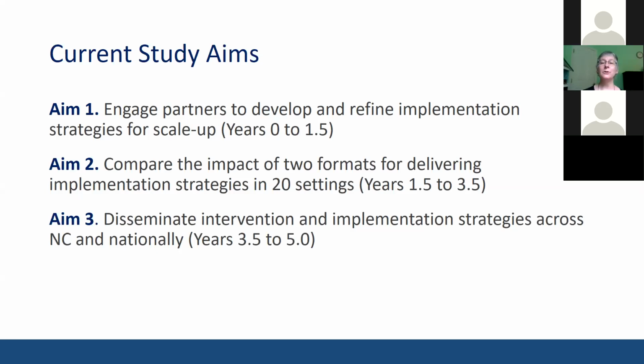So our current study aims look similar to those of our prior study. We're engaging partners to develop and refine implementation strategies for scale up in our first year and a half. And so we're partnering with 2 FQHCs and 2 health departments. In this time, however, we're partnering with them to design and pilot test scale up strategies, and I'll talk more about that. Then in aim 2, we're going to compare the impact of 2 formats for delivering those implementation or scale-up strategies in 20 settings, and then we're going to disseminate, again, the intervention and implementation strategies.